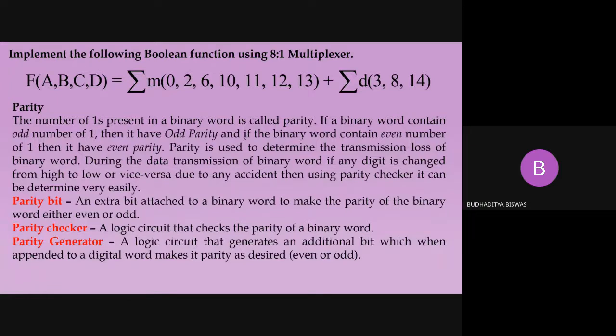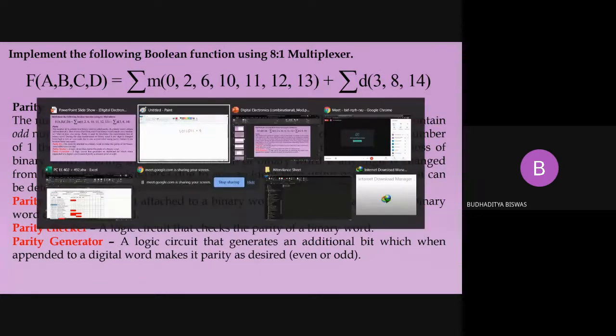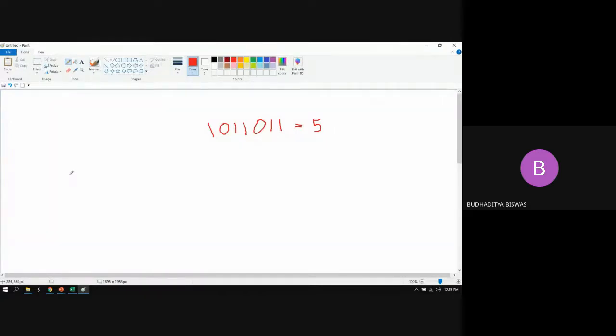Now why is the parity required? Parity is used to determine the transmission loss of the binary word. Suppose you need to transmit 100 packets from one place to another place. Suppose these 100 packets need to be transferred from your home to another person's home. When you reach that person's home with the 100 packets, obviously they will check.